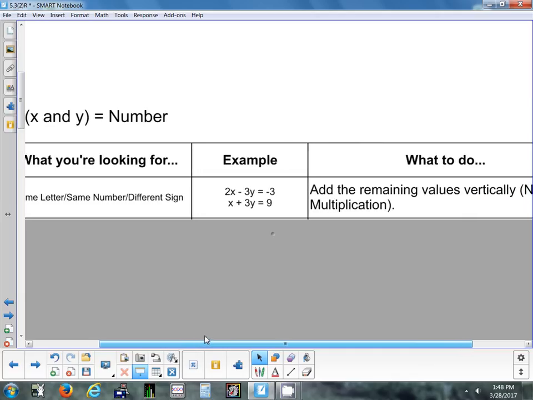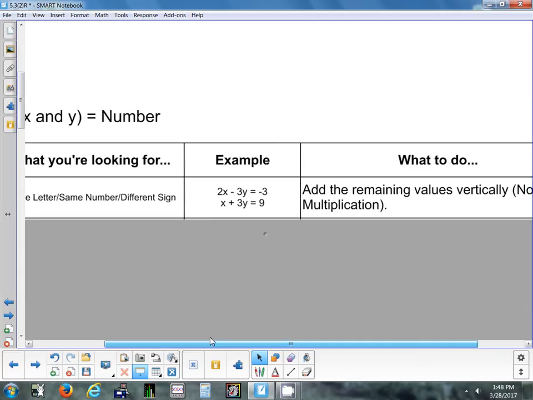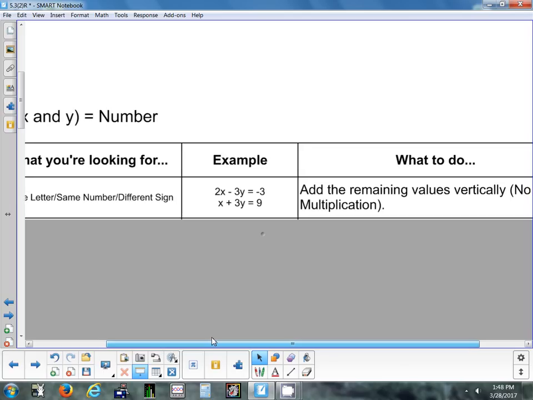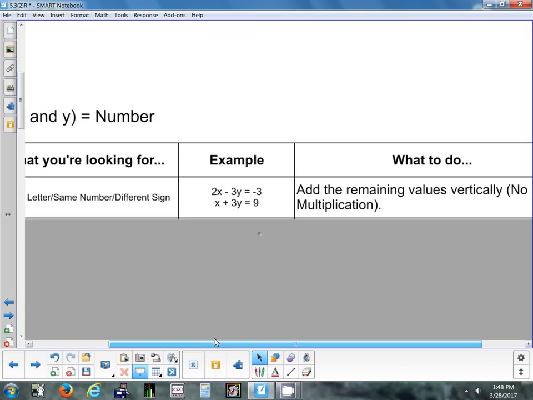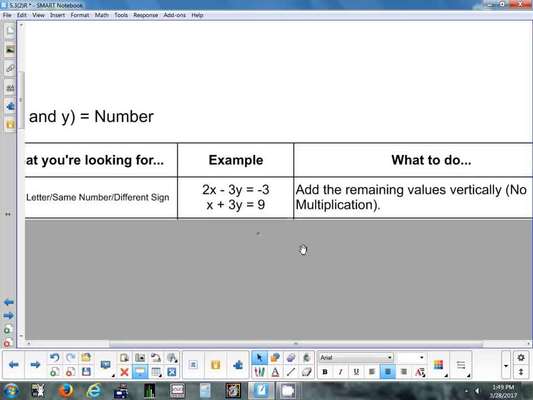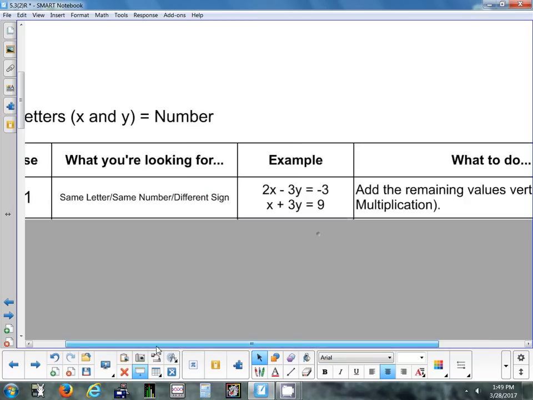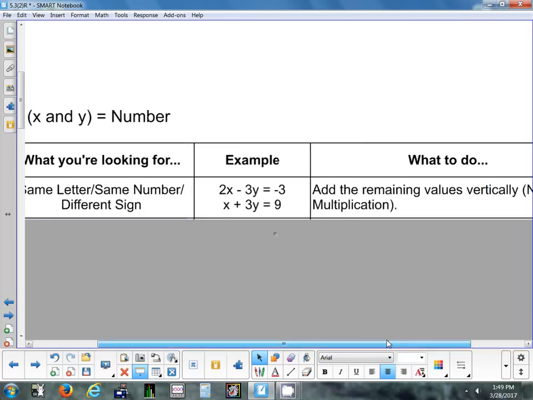Here's an example, just so you can see. 2x minus 3y equals negative 3. That was the top equation. And the bottom equation is x plus 3y equals 9. I'll say it again. 2x minus 3y equals negative 3 is the top equation. Bottom equation, x plus 3y equals 9. Mr. Hager made it a little bit bigger. We're not going to solve this one, but just looking at that example.